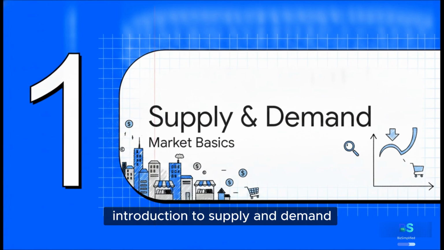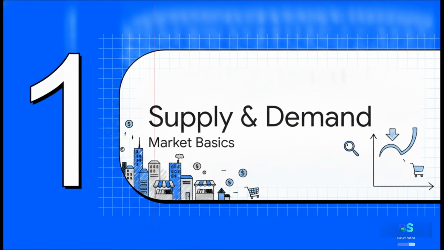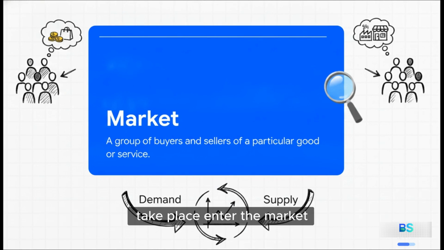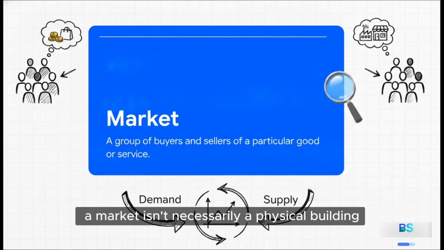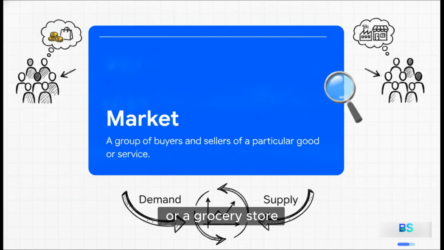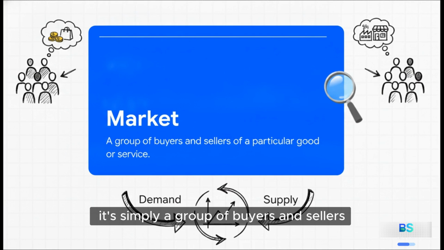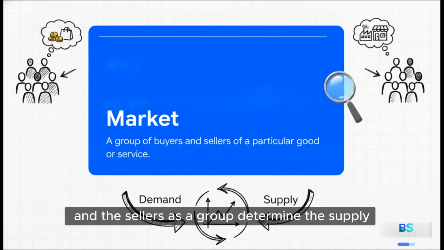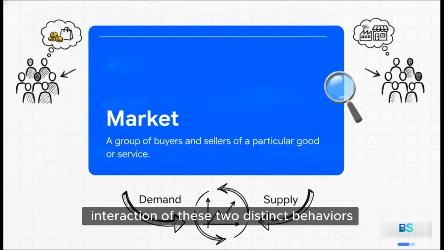Section 1. Introduction to supply and demand. So before we start drawing any graphs, we actually need to figure out where these interactions take place. Enter the market. Now, in economics, a market isn't necessarily a physical building or a grocery store. It's simply a group of buyers and sellers of a particular good or service. This is our arena. The buyers as a group determine the demand for the product, and the sellers as a group determine the supply. It's the fascinating interaction of these two distinct behaviors that we're going to be tracking today.